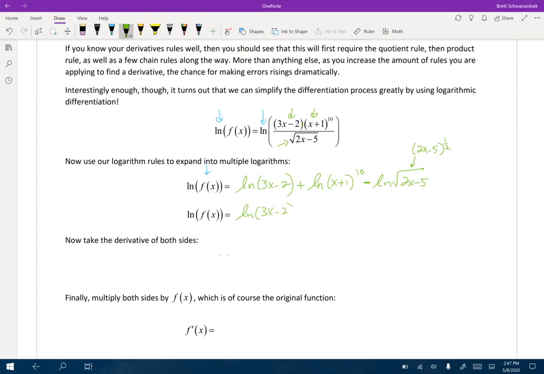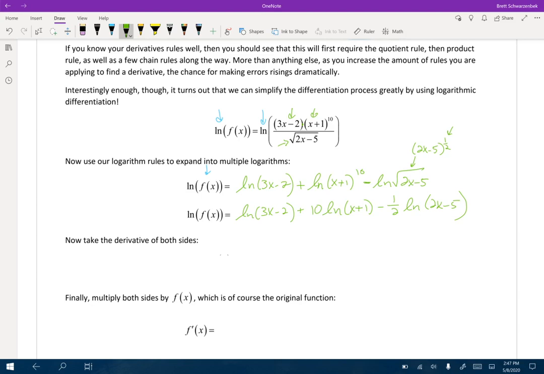But this one, we get 10 natural log of x plus 1. Remember, this is not a derivative, so we're not putting a 9 there or anything. This is just a log rule. Minus, and then remember, this is a half now. So the half comes to the front, and we get natural log of 2x minus 5 after that. Okay, so we've gone to the point where, believe it or not, we just made taking the derivative incredibly easy.